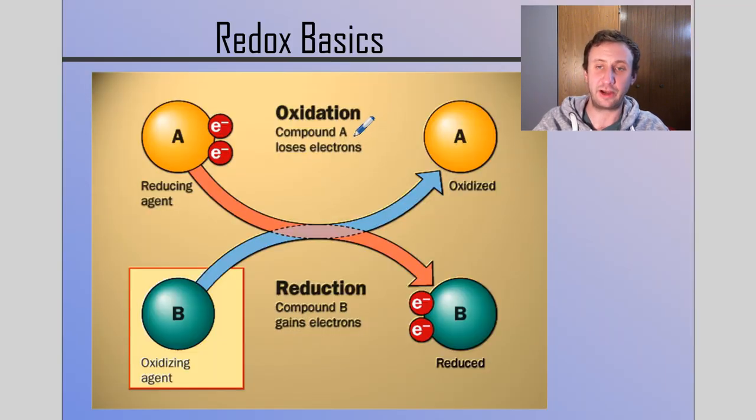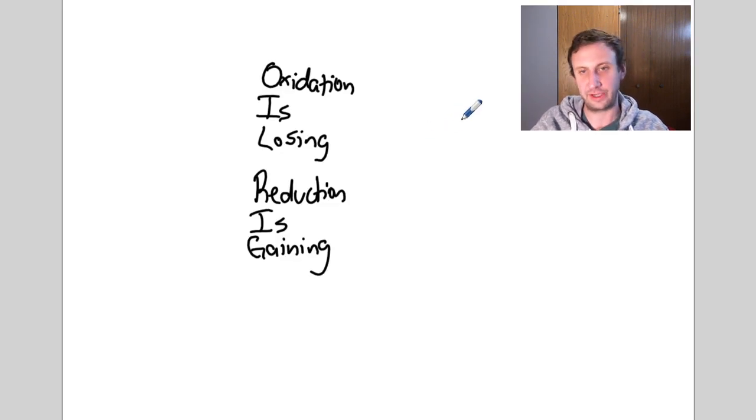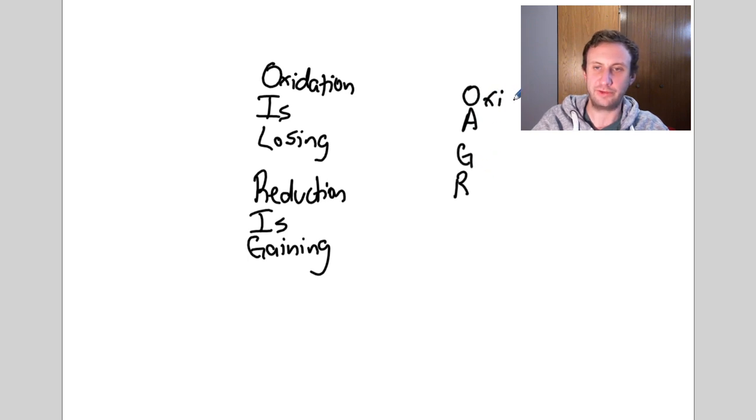Now this just talks about the processes, not the agents. There's another trick you can use if you get confused about which one is the agent, and that's ogre, spelt incorrectly. Oxidizing agent gains, what have I screwed up here?